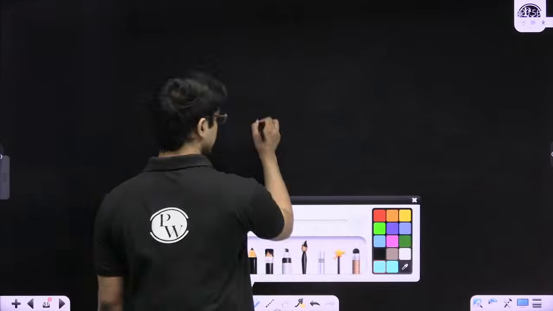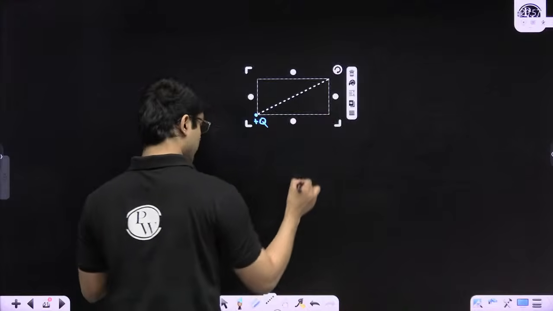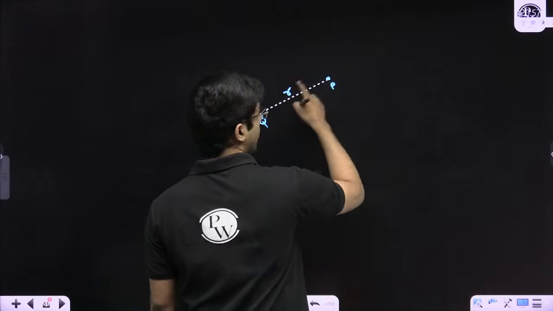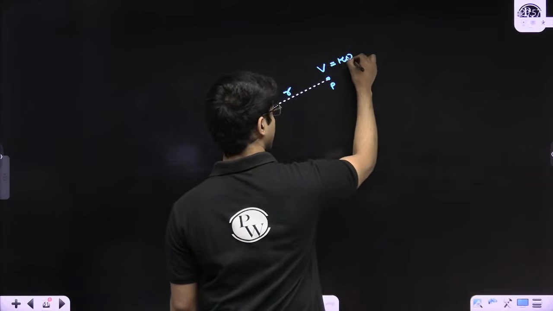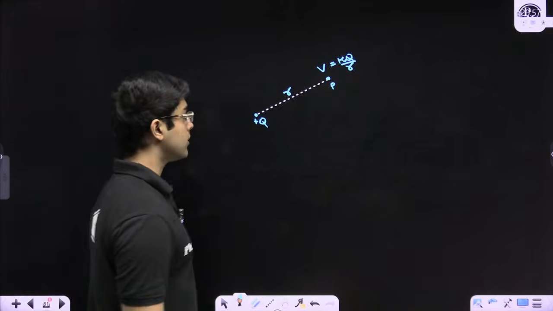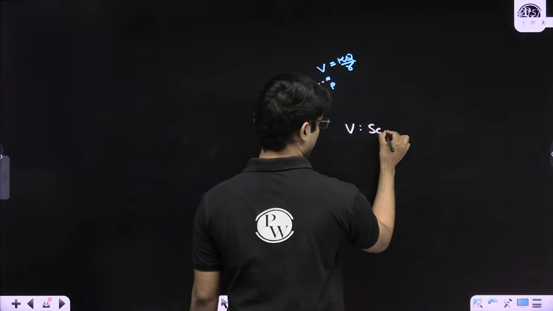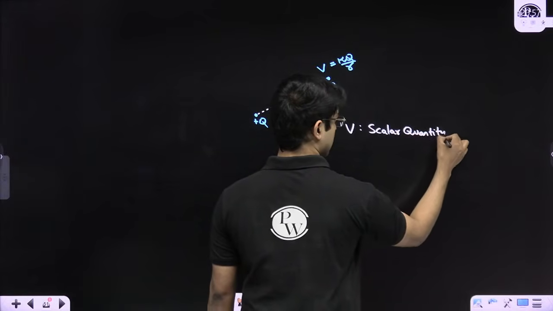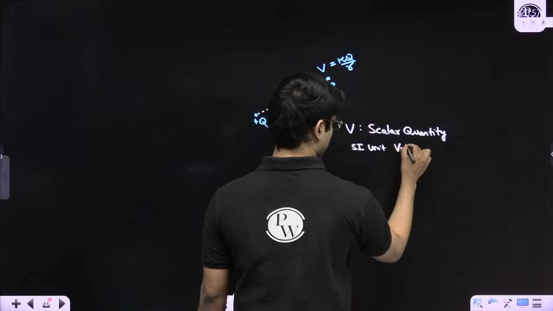So if I only have a plus Q charge present in the system, the electric potential at a point P, which is R distance away, will be KQ divided by R. Now I don't need a test charge. The potential due to plus Q at that point is KQ divided by R. The potential, as you all know, is a scalar quantity, and its SI unit is volt.